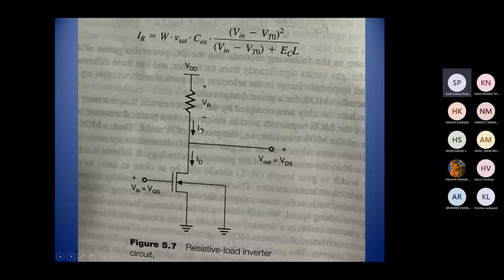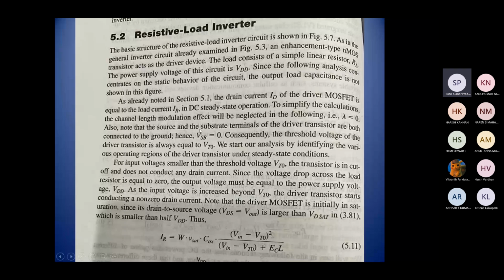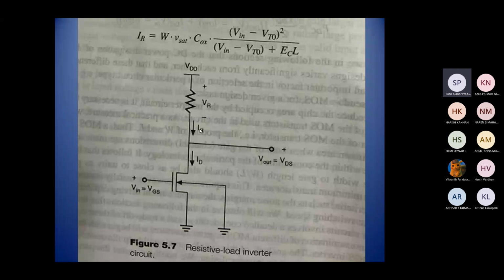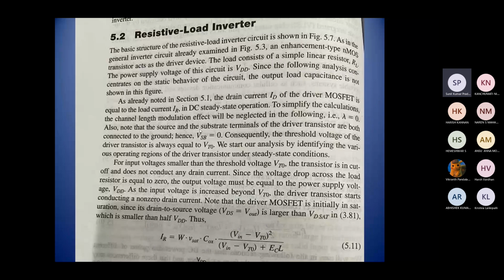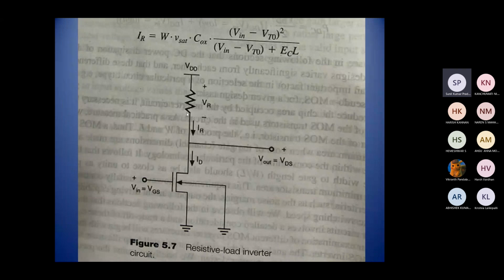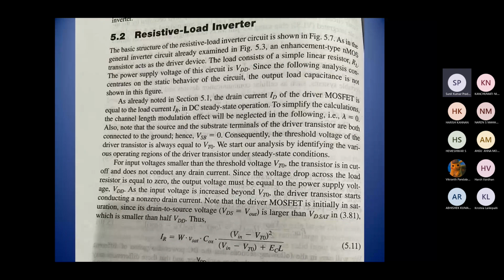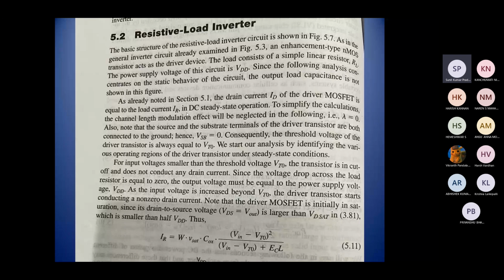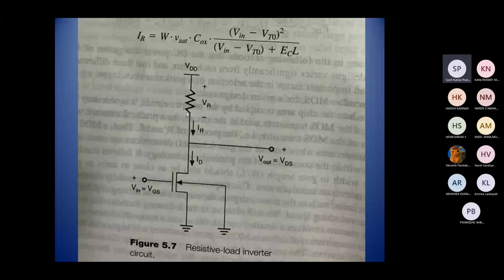So the basic structure of the resistive load inverter circuit we can see here in this figure. As in the general inverter circuit already examined, an enhancement type NMOS transistor acts as the driver device, which we have already studied in our previous class. The load consists of the simple linear resistor RL that we have seen here, and the power supply voltage of the circuit is VDD. Since the following analysis is concentrated on the static behavior of the circuit, the output load capacitance is not shown in this figure, so here we are not taking the output capacitance value into consideration.